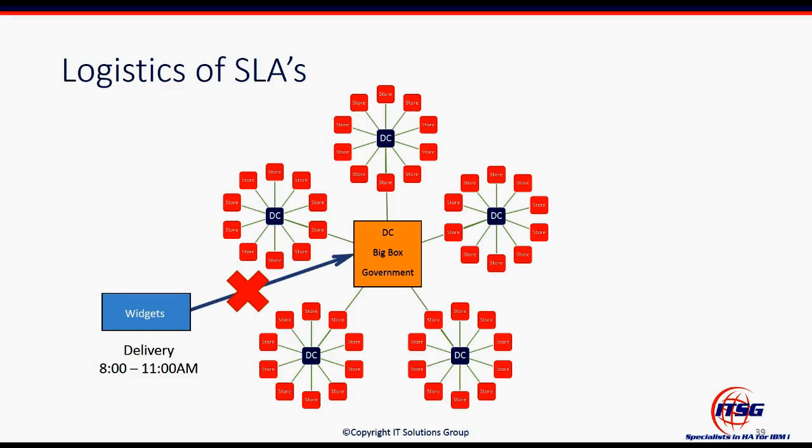And this is where the penalties start coming in. If you're working with big box stores and your product is not sitting on a shelf because you missed that delivery time, you will get penalties for that delivery. So these are the things you need to look at to see other ways to find cost savings to fund your HA project.